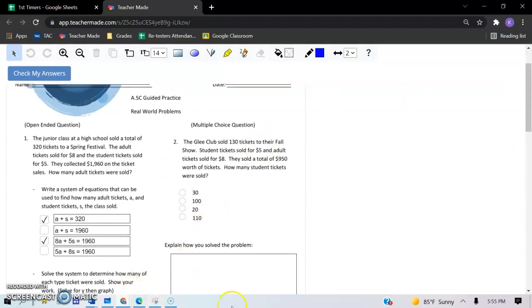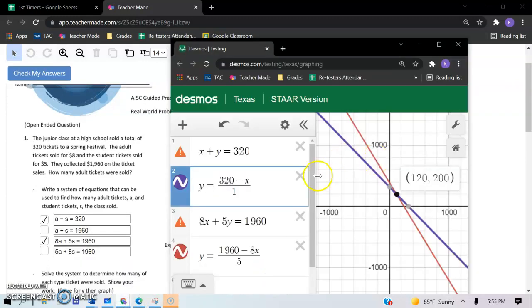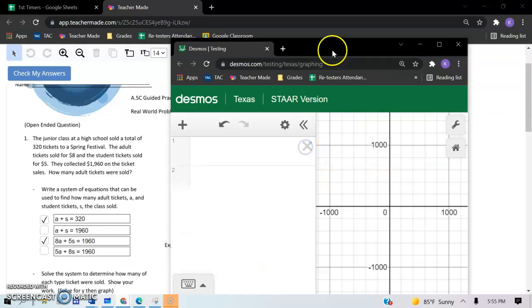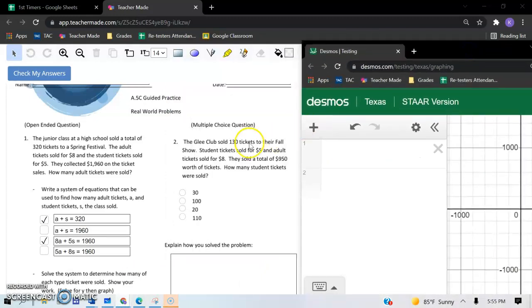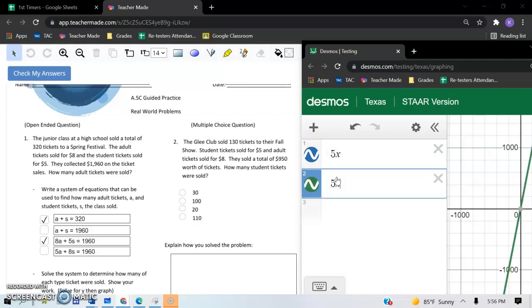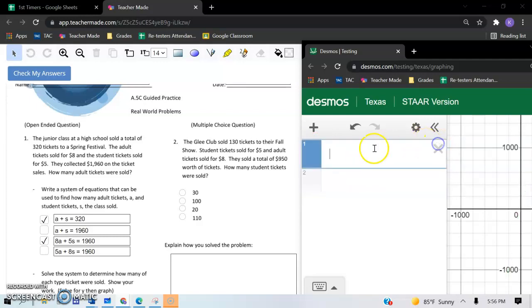Now let's go on to number 2. Let me erase all this because it was a previous example. It says the Geek Club sold 130 tickets to their fall show. Student tickets cost $5. So I'm going to put here 5 for adult. So adult is X. Oops, let me do this. X is for adults. Y is for students. You guys can do that right here. That way you won't forget.